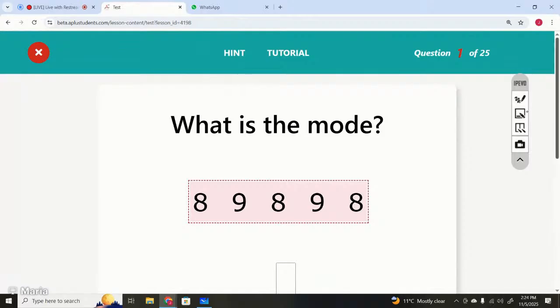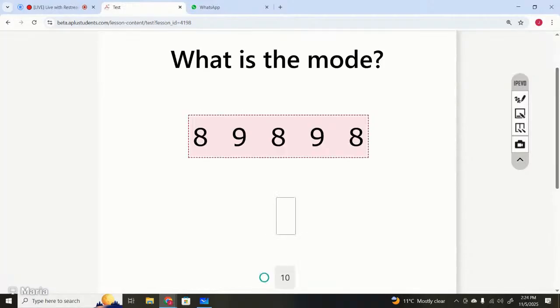What is the mode? Mode is the number that appears the most of the time in the given data. That is the definition of the mode. Mode is the number that appears the most of the time in the given data.